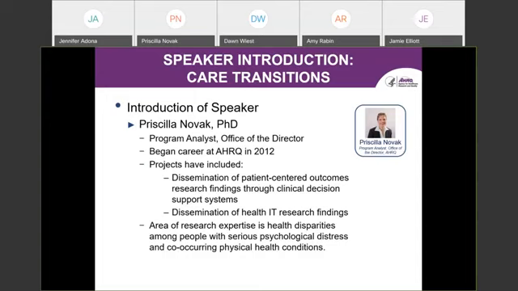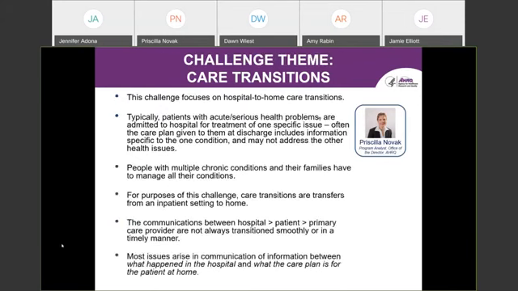Typically, what we see is that when patients are admitted to the hospital, they're admitted for treatment of one specific issue, and the care plan that they are given, or their discharge instructions, are specific to how to manage that one particular condition post-discharge, and it may not address the other health issues that people deal with. However, people with multiple chronic conditions and their families have to manage all of their conditions. So they might have clear instructions about one particular part of their health status, but not have as clear information about the other conditions that they're also trying to manage.